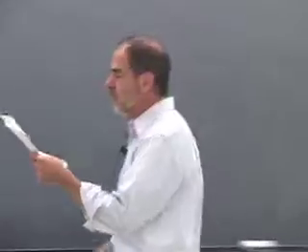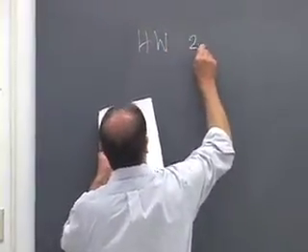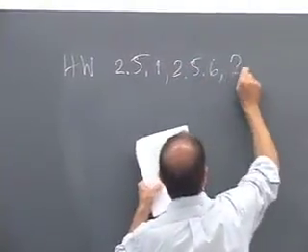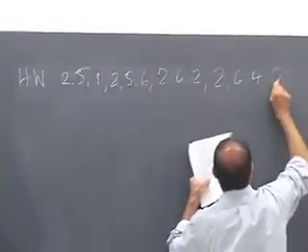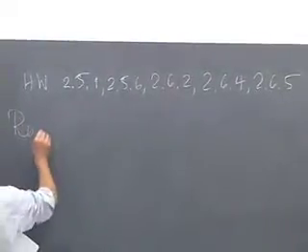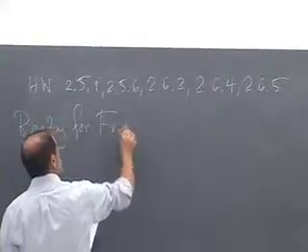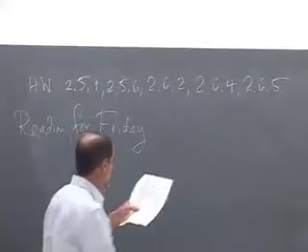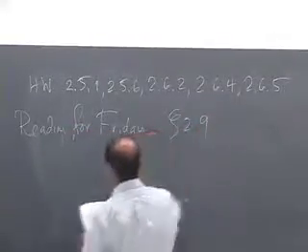So the homework is 2.51, 2.56, 2.6.2, 2.6.4, 2.6.5, and people asked me to list the reading for next time. So you can read ahead, which is always a good idea in math to get some idea of what the material is before, is section 2.9.